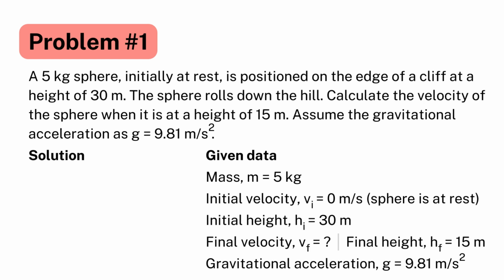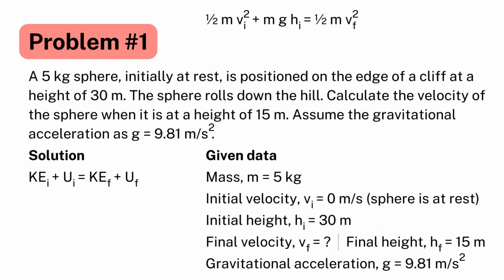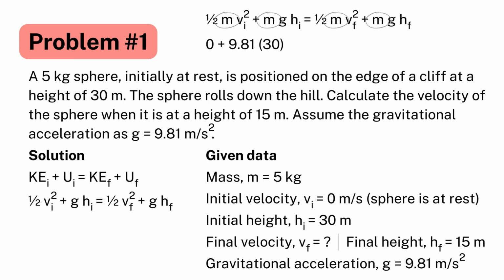Insert these values into the equation KE initial plus U initial equals KE final plus U final. We will simplify it as half mv initial square plus mgh initial is equal to half mv final square plus mgh final. The m will get cancelled. So, writing in a more simple way, half v initial square plus gh initial is equal to half v final square plus gh final. Now, v initial equals 0 meters per second, so write 0 plus 9.81 multiplied by 30.